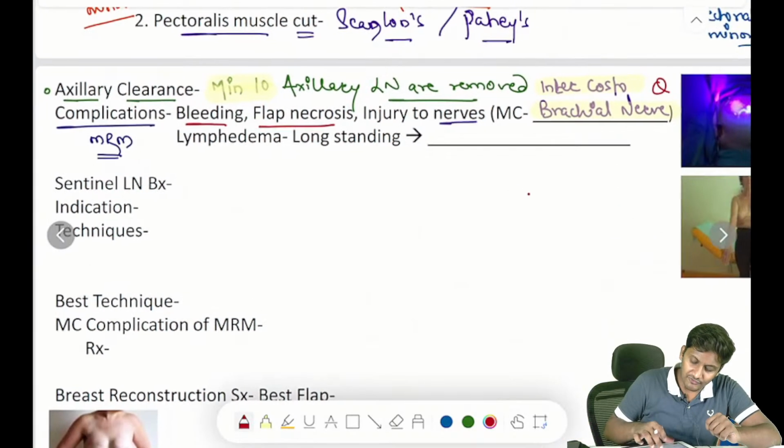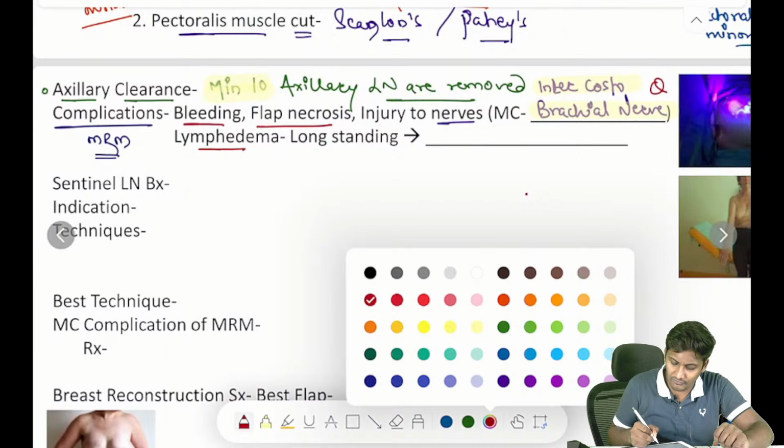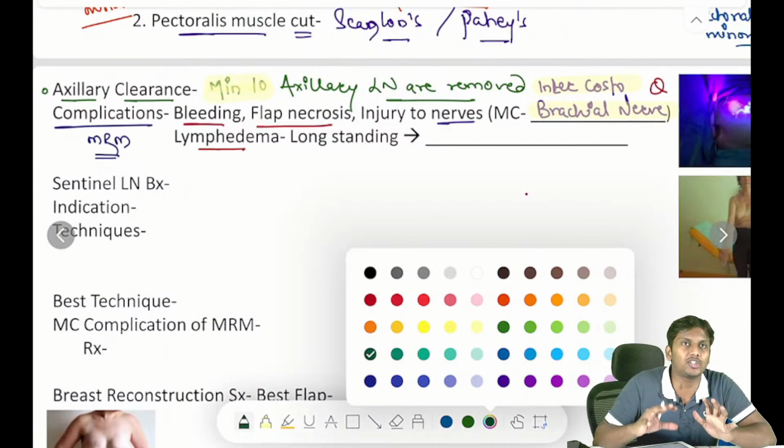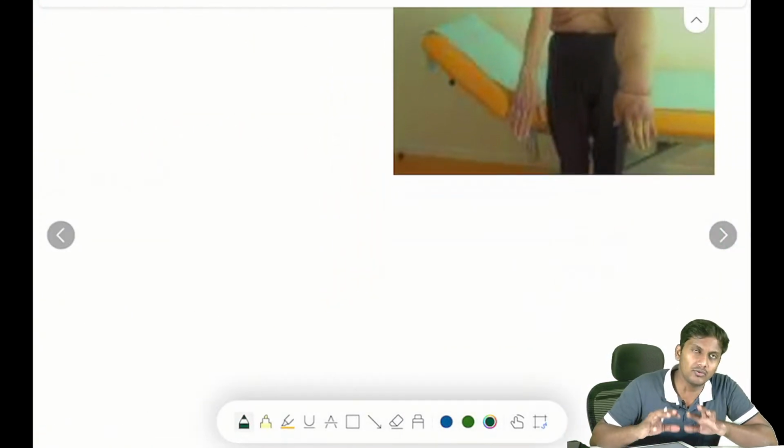Now important is lymphedema can also occur. Okay, long standing lymphedema can occur. What is lymphedema? सबसे पहले edema is nothing but collection of fluid, and which fluid has collected over here? Lymph. As the lymph has collected over here, this condition is known as lymphedema. Please remember, lymphedema, we'll talk about it in vascular surgery. Lymphedema can occur in the upper limb also and in the lower limb also. But if there is lymphedema in the upper limb, uska most common cause is usually MRM itself.